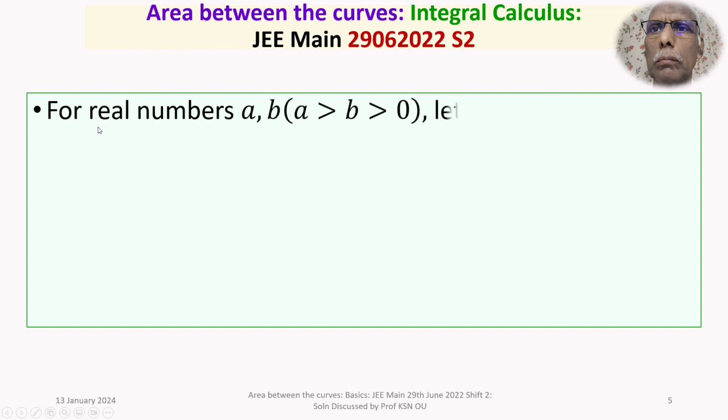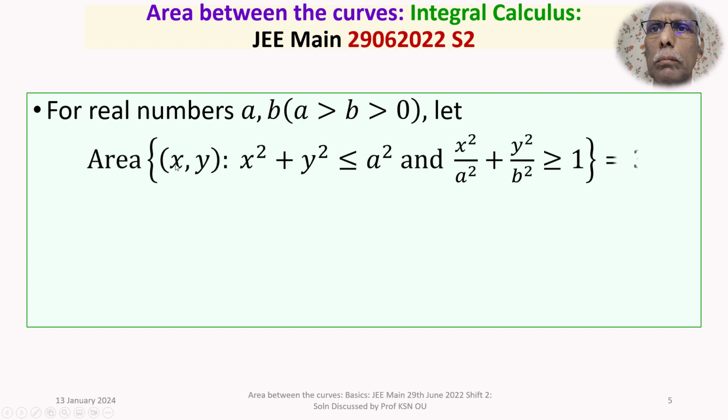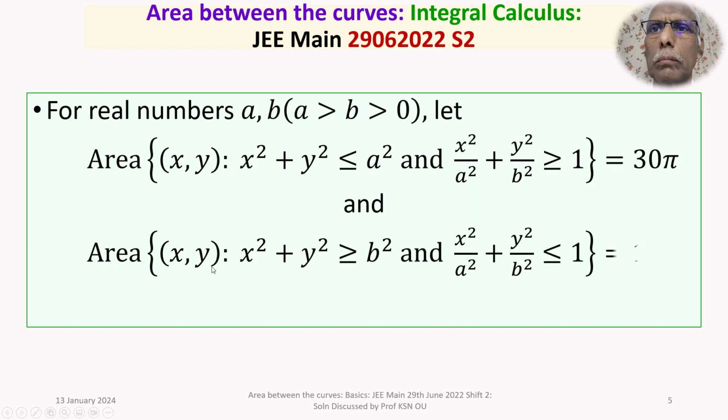The given question is: for real numbers a, b, where a is greater than b greater than 0, let the area consisting of all ordered pairs x comma y, which satisfies x square plus y square less than or equal to a square, and x square by a square plus y square by b square greater than or equal to 1, be equal to 30 pi, and the area consisting of all ordered pairs x comma y such that x square plus y square greater than or equal to b square and x square by a square plus y square by b square less than or equal to 1 be equal to 18 pi.